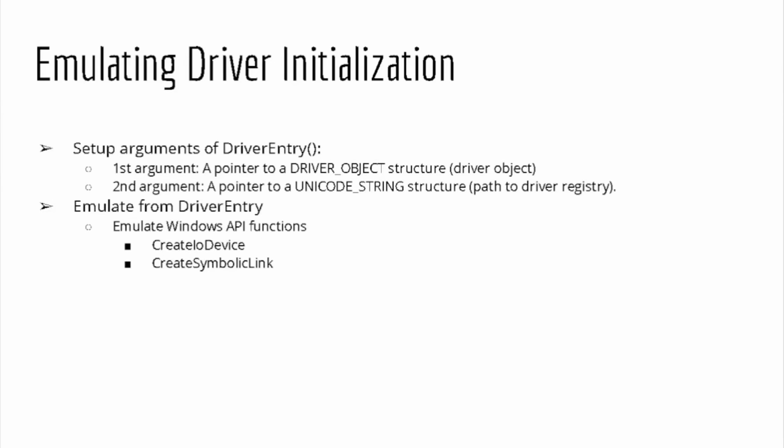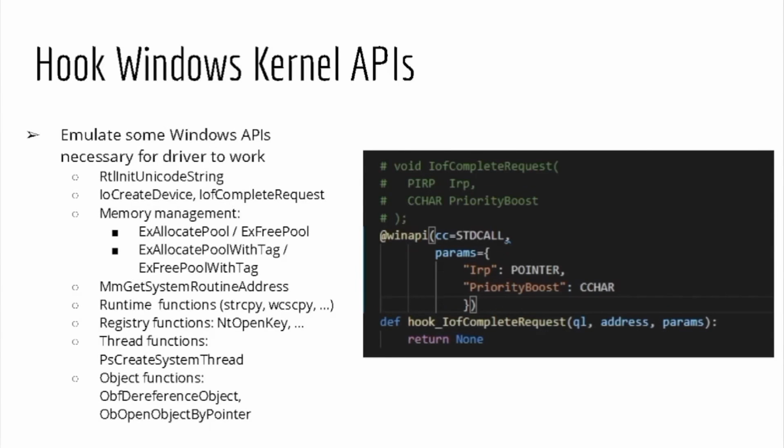I also wrote some hook APIs to mimic Windows APIs. I implement hook functions to emulate the APIs and make everything work. For example, IoCreateDevice will create a fake object in the emulator's memory to represent the device object. IoCompleteRequest does nothing but log the parameters. Some memory management functions such as ExAllocatePool and ExFreePool work similar to malloc and free.